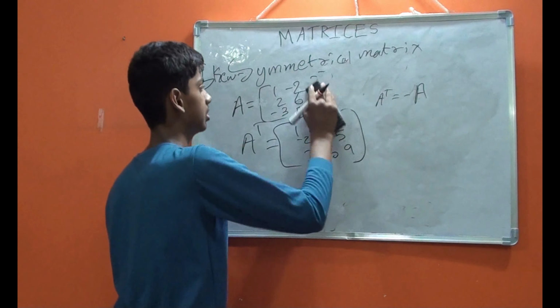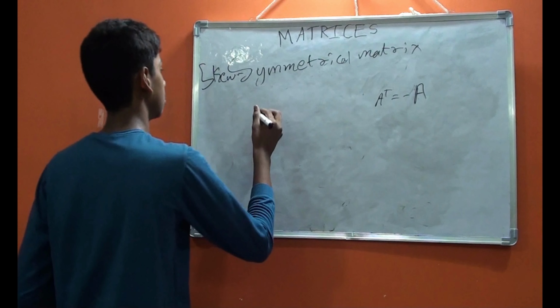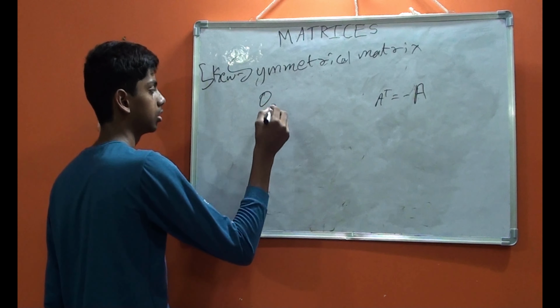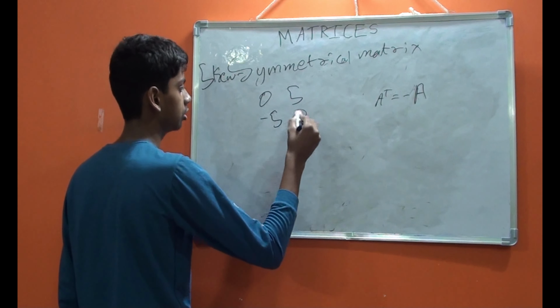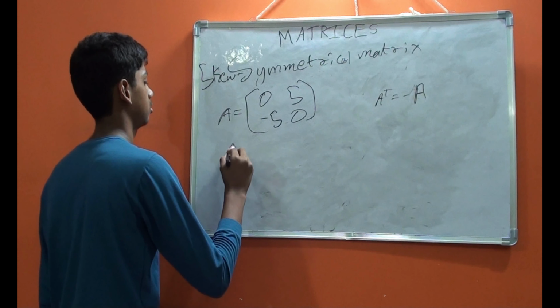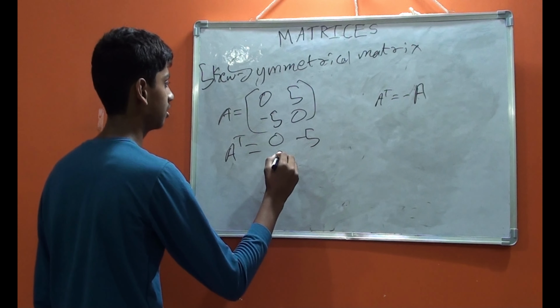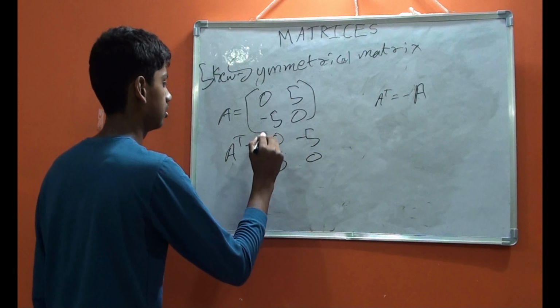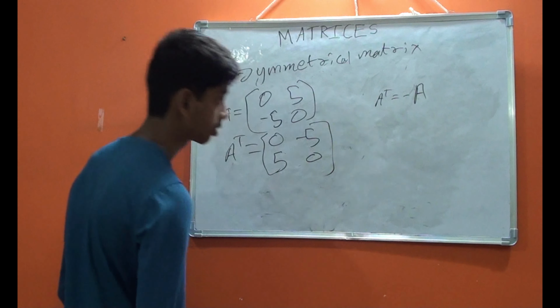So let's see some simpler ones. So let's take it as 0, 5, minus 5 and 0. A equals this. So A transpose equals 0, minus 5, 5 and 0. So this is a skew symmetrical matrix.